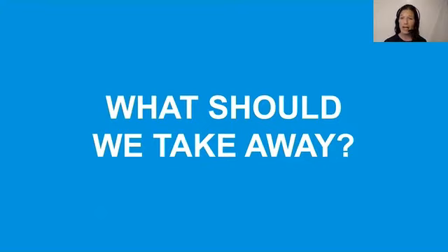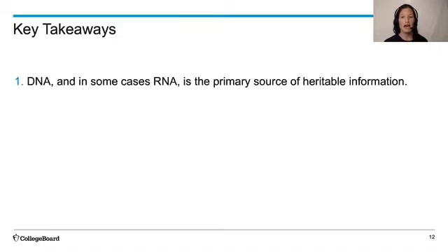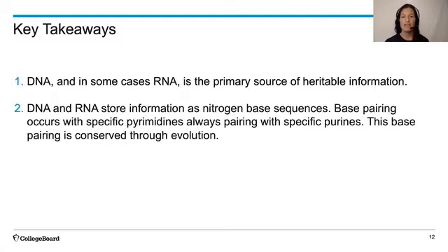So what are our takeaways? What are the big things I hope you learned from spending these couple minutes with me? First, DNA, and in some cases RNA, is the primary source of heritable information. Second, DNA and RNA store information as nitrogen base sequences. Base pairing occurs when specific pyrimidines pair with specific purines. And this base pairing is conserved through evolution. All organisms pair in the same way.